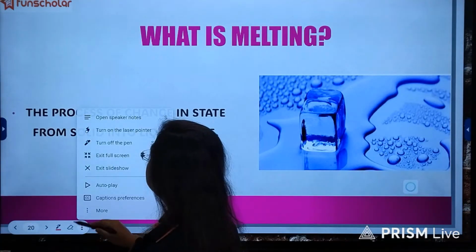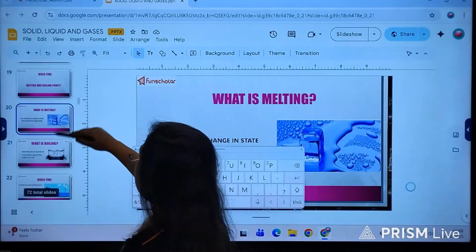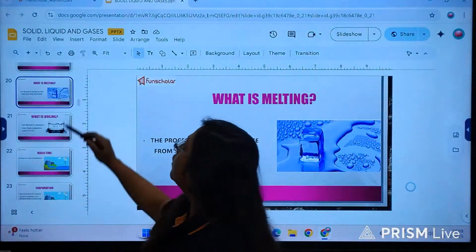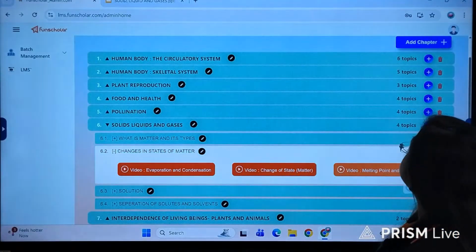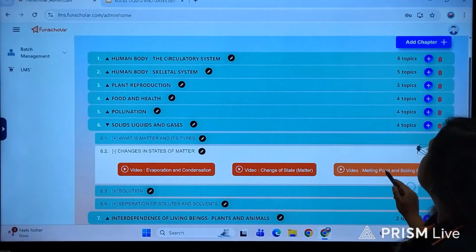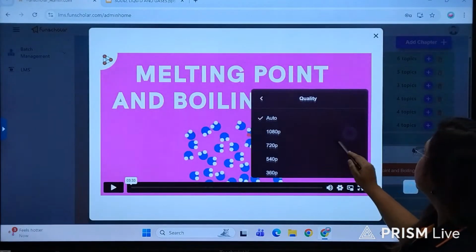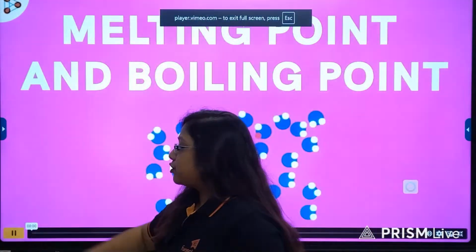Now we will watch the video we have about melting and boiling, or the melting and boiling point. What we will call the melting and boiling point. Let's watch the video.